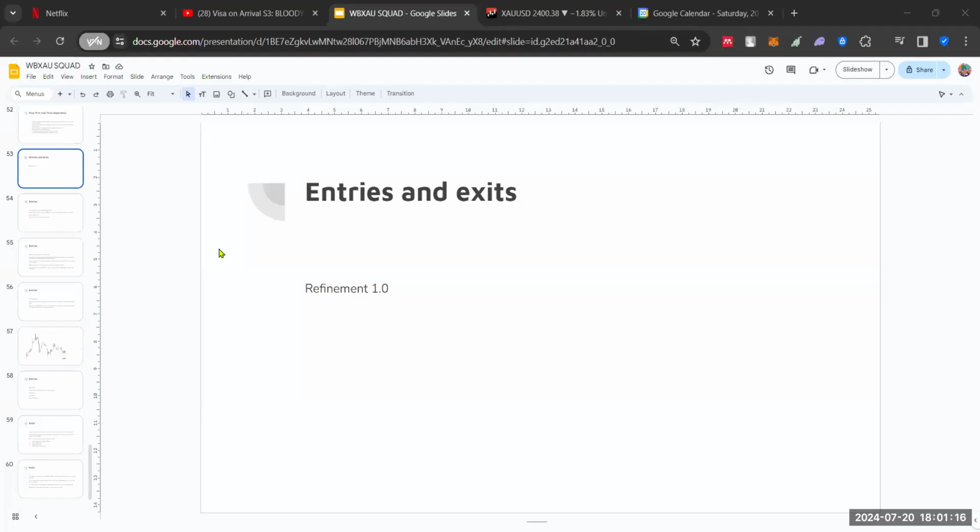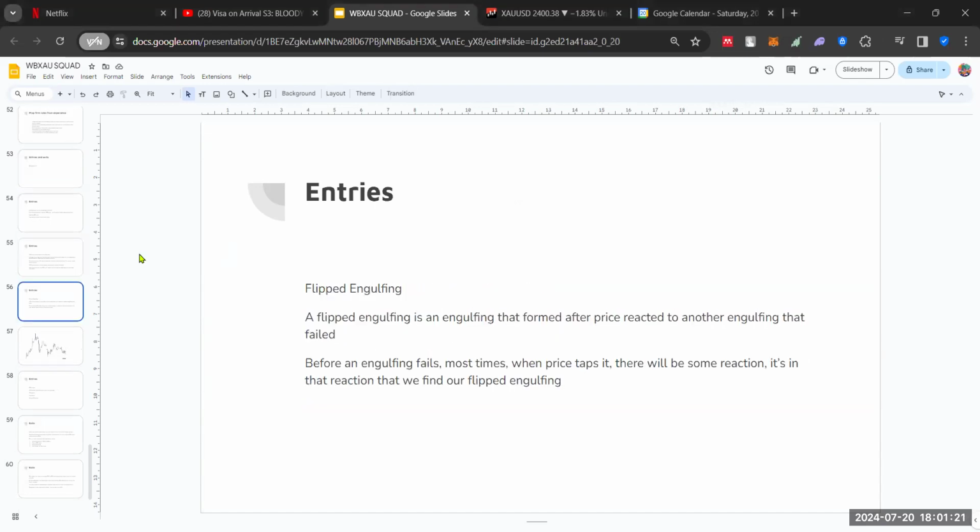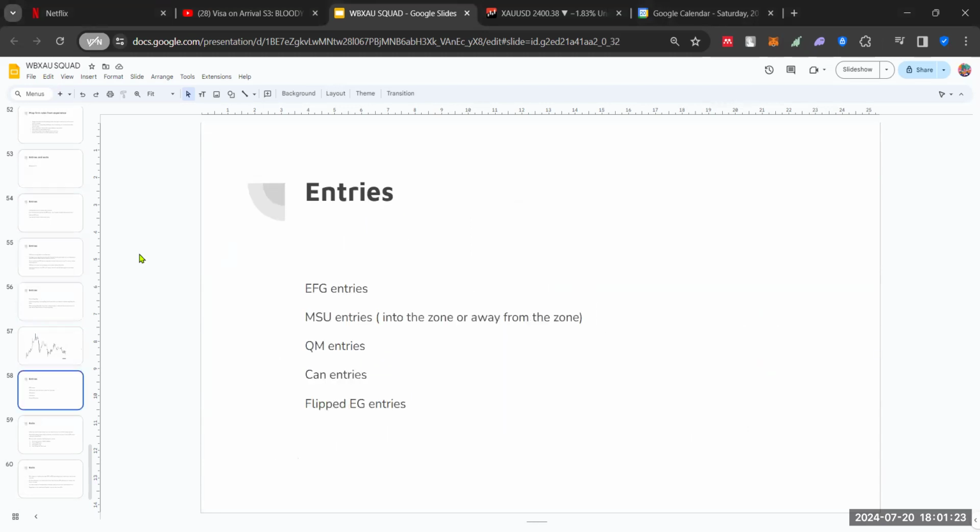All right, so we covered some basic parts of the entry earlier. We talked about the MSU, and the EFG setup and EFG entries, like we mentioned in the bootcamp. Then we covered MSU, and said you can have an MSU into your zone or an MSU away from your area. Any MSU into your zone is usually a telltale sign that price is about to change, right? Maybe you were bullish before, but it's a telltale sign that there are going to be some buys coming up. When you have an MSU into your area, you can also have an MSU away from your area.